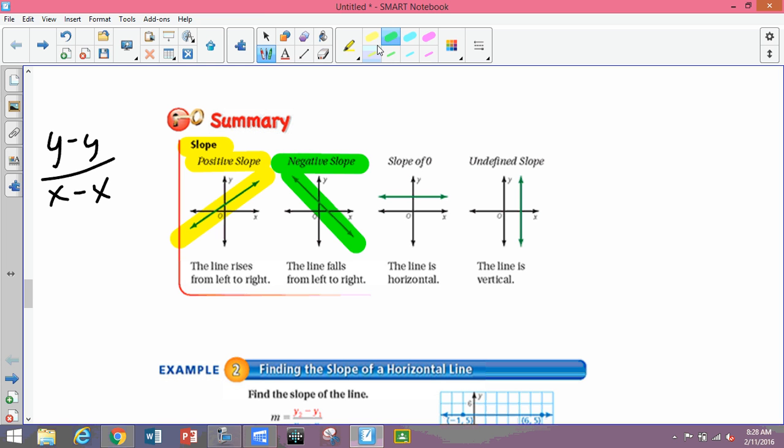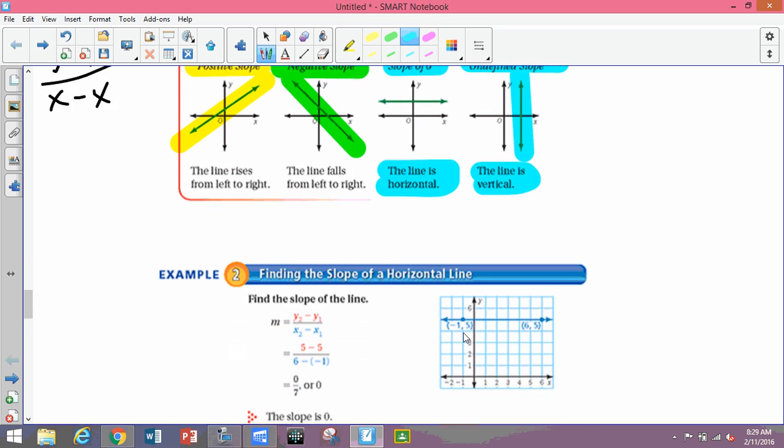Now, you also have a slope of 0, and you have a slope of 0 when that line is horizontal, okay? When you have a horizontal line, you have a slope of 0. When you have a vertical line, we call that slope undefined. That's an undefined slope when you have a vertical line. Okay, so a slope of 0 is a horizontal line, and an undefined slope is a vertical line.